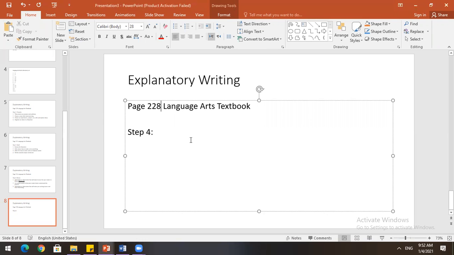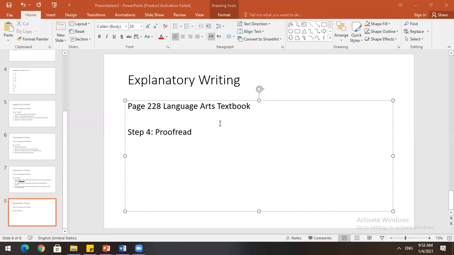Step 4 on 228 is proofread. After you have revised your explanatory writing, you will need to proofread it to find and correct any errors in mechanics, grammar and usage, and spelling. Who would like to read the strategies for proofreading? Auday, are you there? Yes. Can you read?